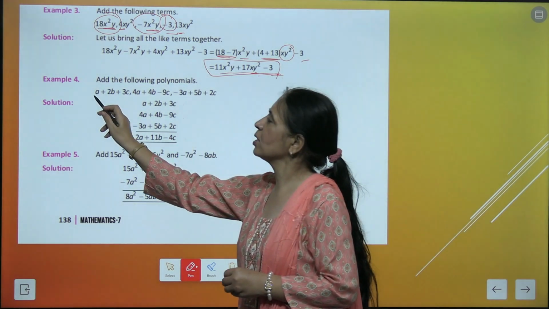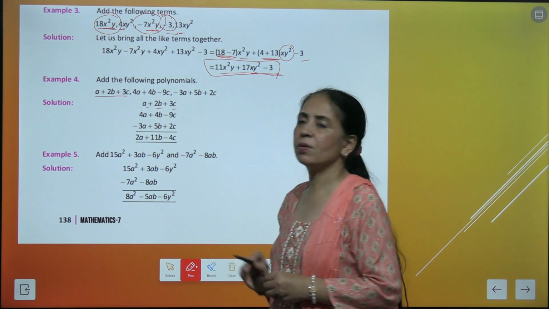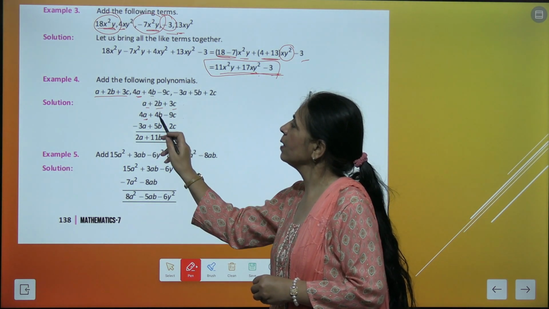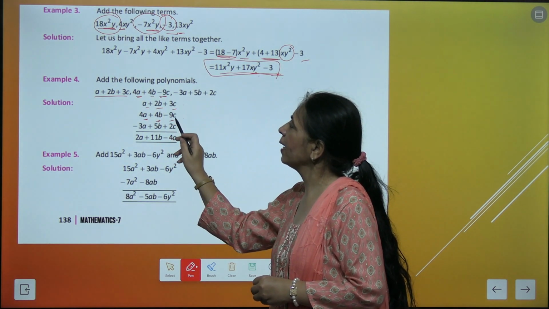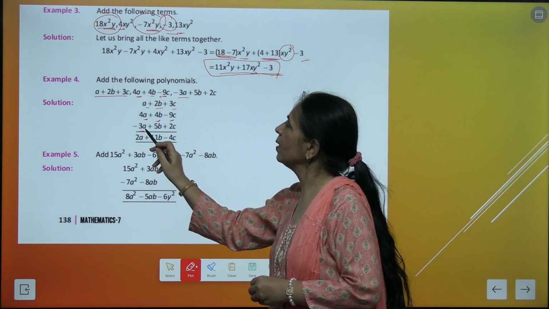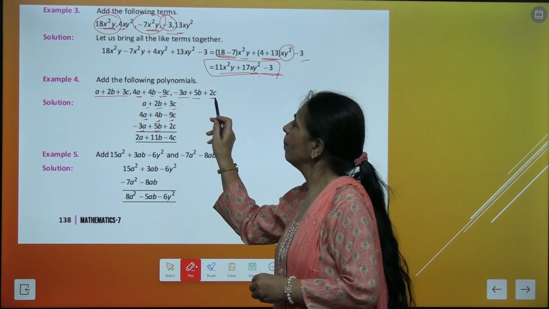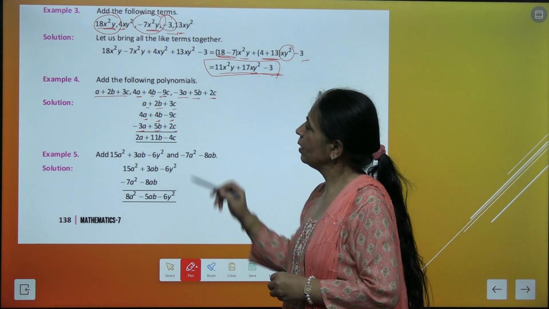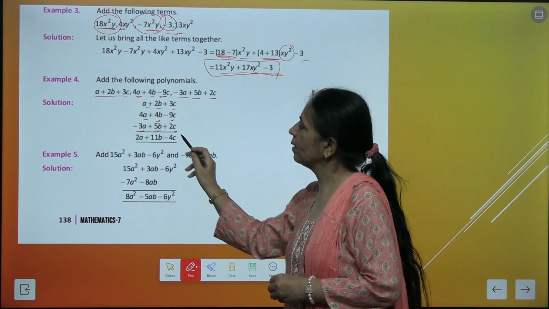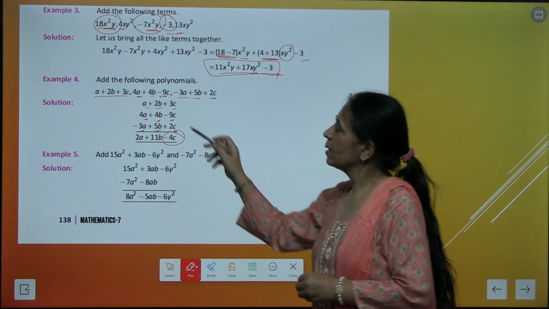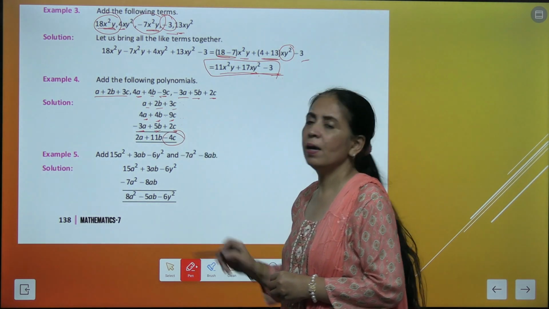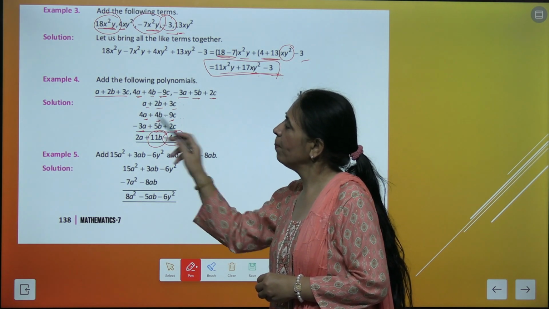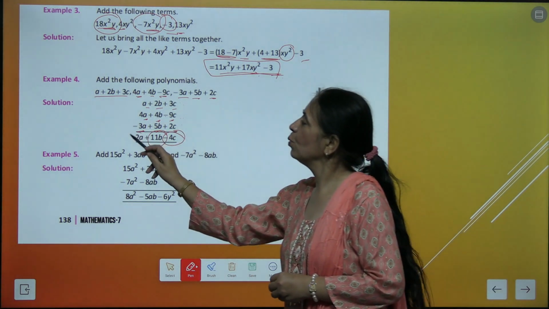तो फर्स्ट एक्सप्रेशन लिखा a plus 2b plus 3c. सेकेंड एक्सप्रेशन में हमने लिखा 4a then plus 4b minus 9c, then we have minus 3a plus 5b plus 2c, right? And then we add them. 3 minus 9 plus 2 gives you minus 4c. Similarly 2b plus 4b plus 5b is 11b, and a plus 4b then minus 3a will give you 2a.